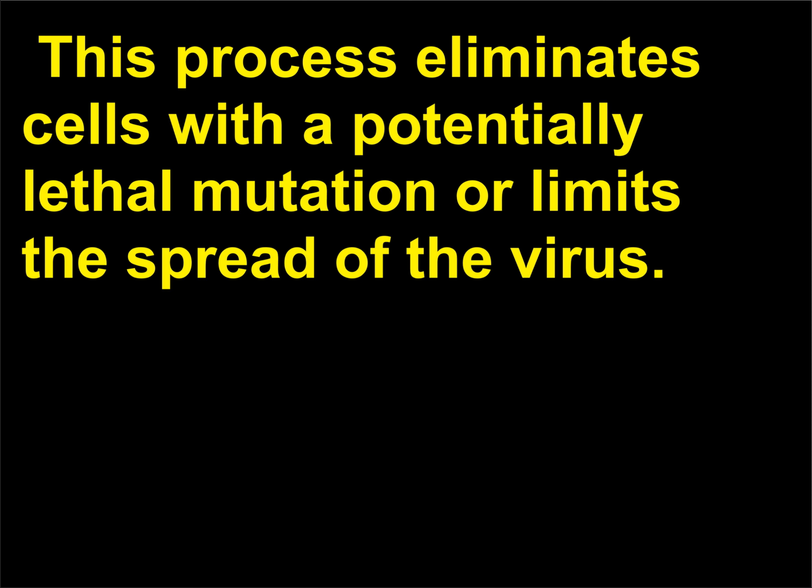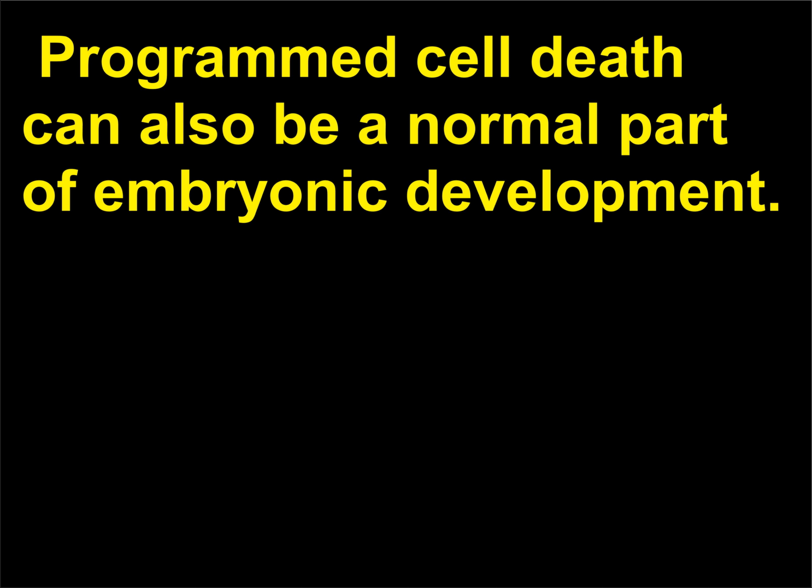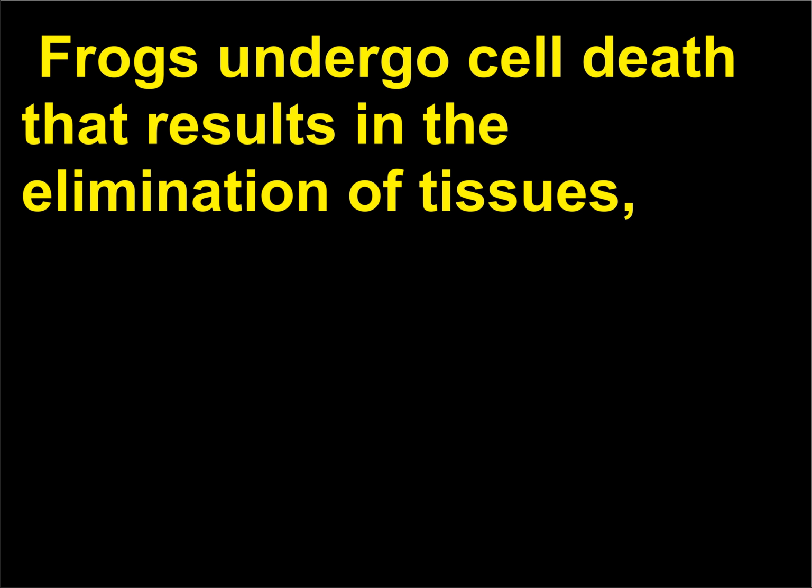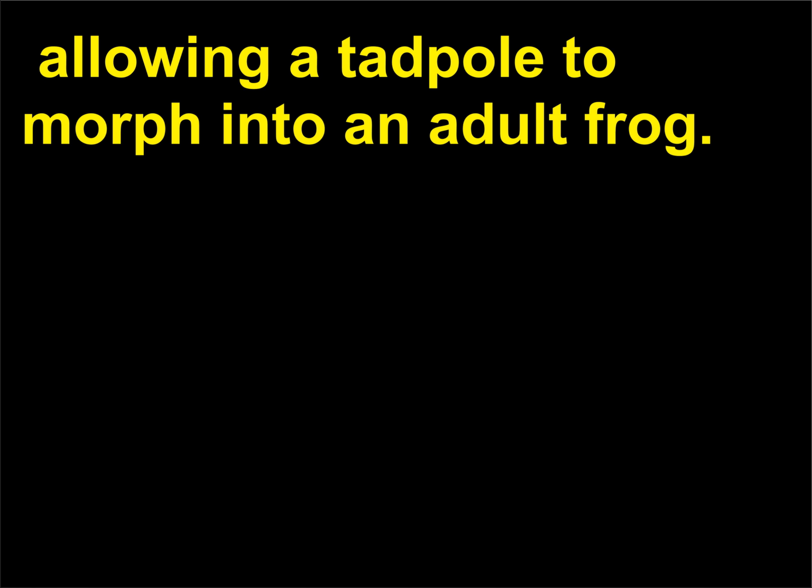This process eliminates cells with a potentially lethal mutation or limits the spread of the virus. Programmed cell death can also be a normal part of embryonic development. Frogs undergo cell death that results in the elimination of tissues, allowing a tadpole to morph into an adult frog.